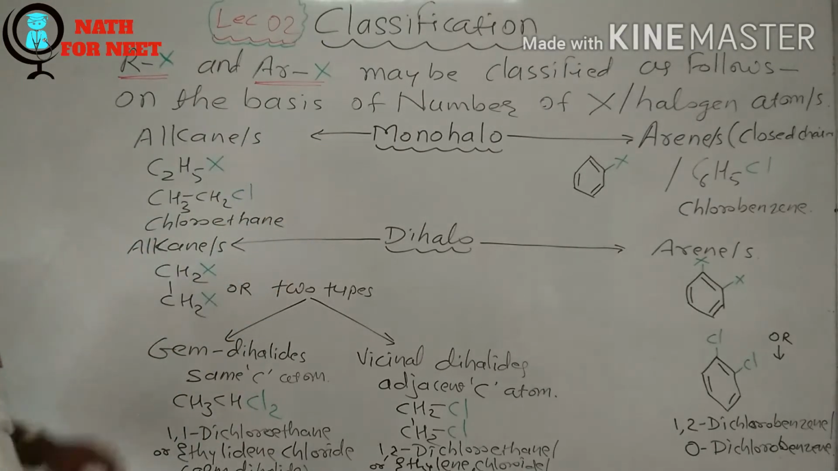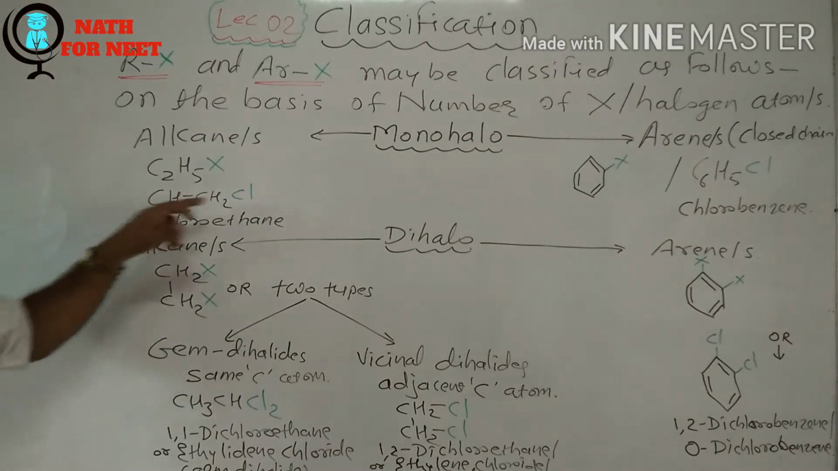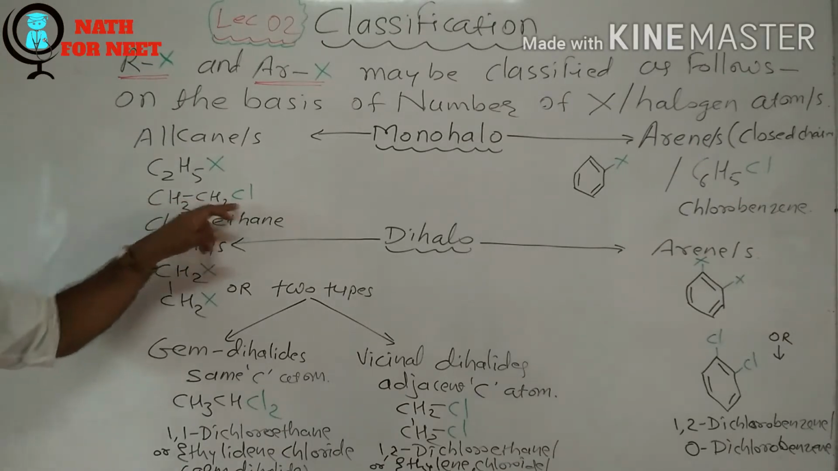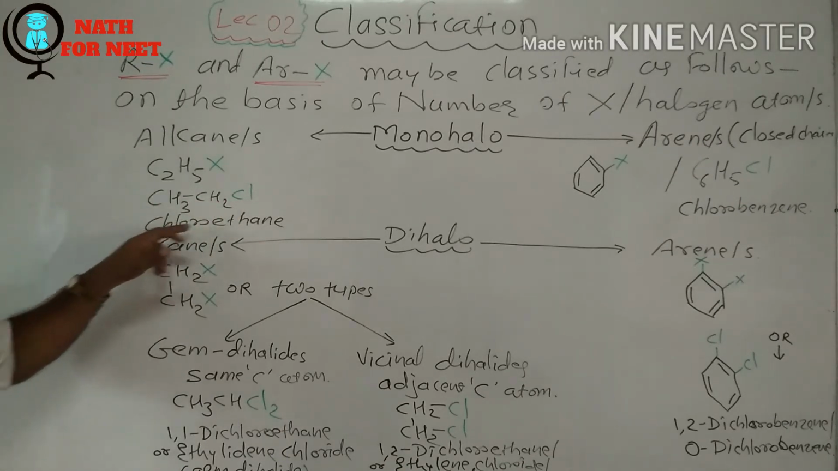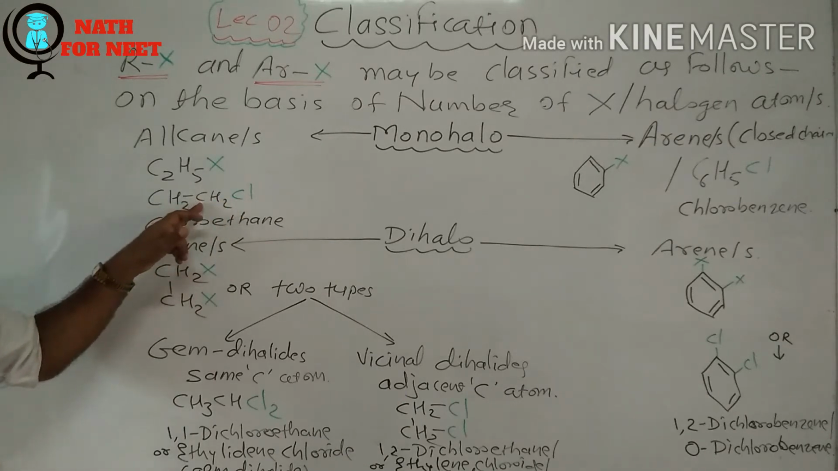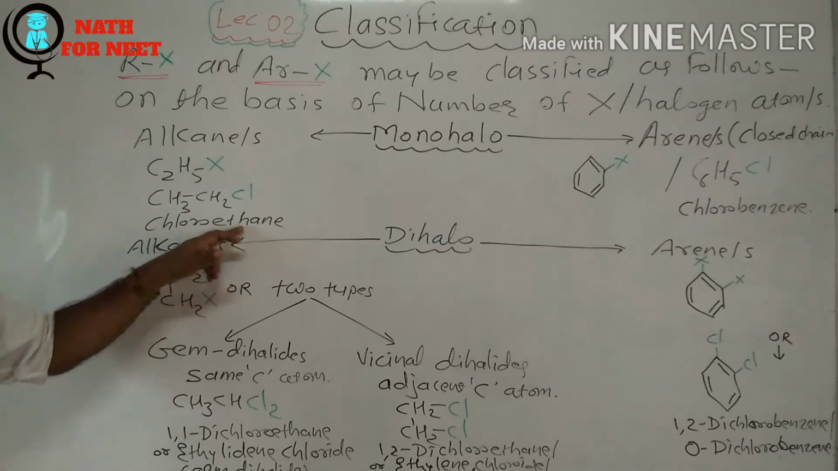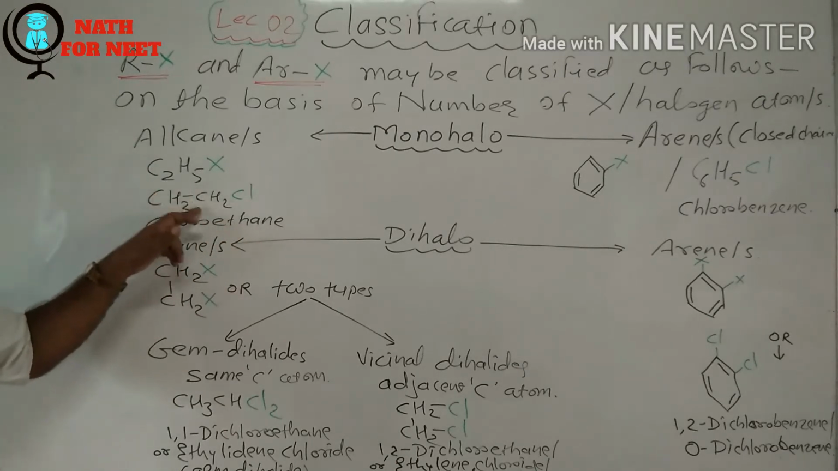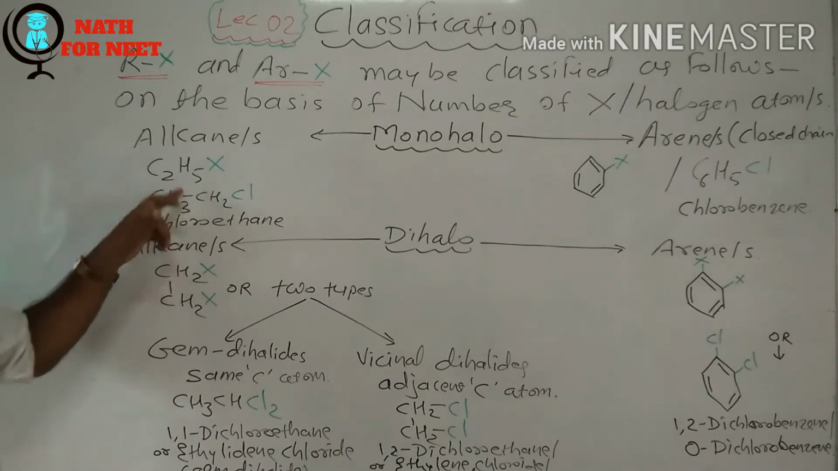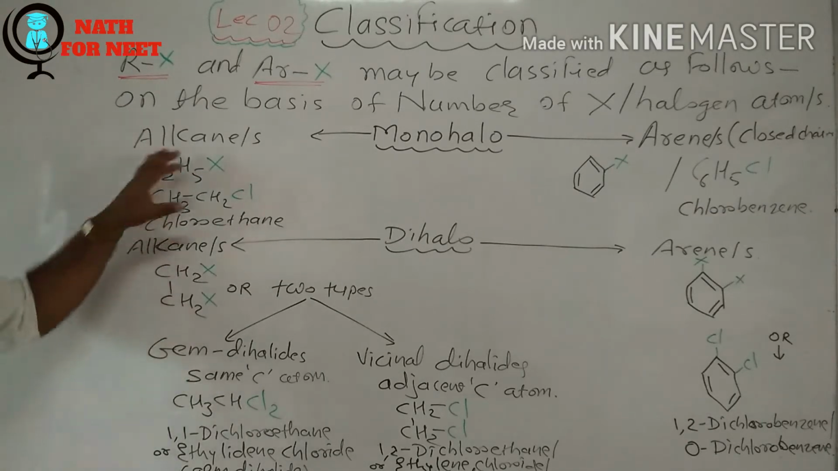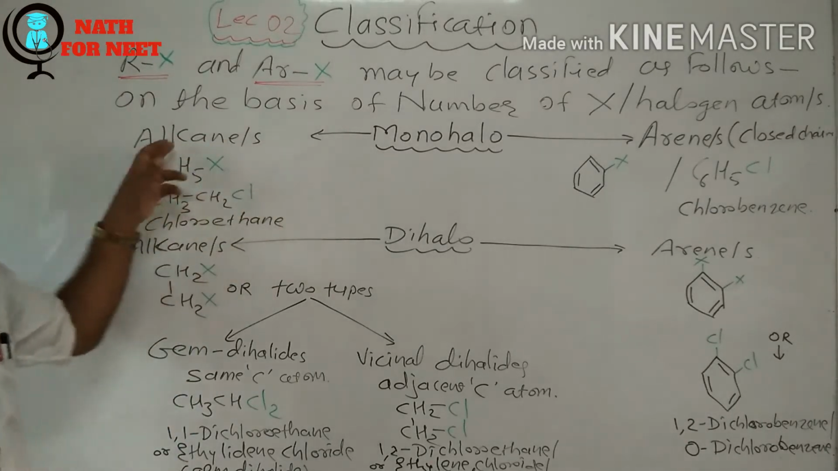Then the specific example is ethyl chloride, and the IUPAC name of this ethyl chloride is chloroethane. This chlorine is attached to carbon number 1 here, and this is chloroethane. Already, this is a saturated aliphatic hydrocarbon where the single bond is present. So this is the example, the nice example given in your NCERT of the monohaloalkane.